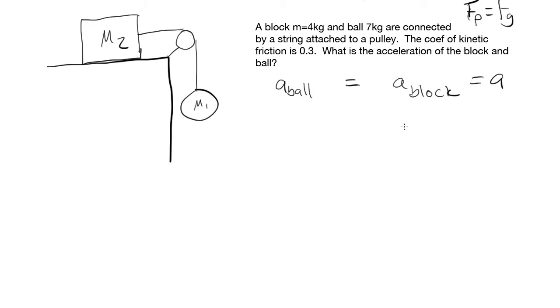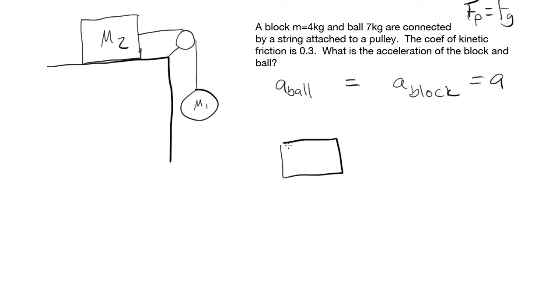Whenever you're dealing with these connected problems, dealing with pulleys, this is usually a very important step, identifying which objects are accelerating at the same rate. Because what I've done here is I've taken two unknowns and turned it into a single unknown, acceleration A. And we'll use that. So the next step then is to start to draw a free body diagram.